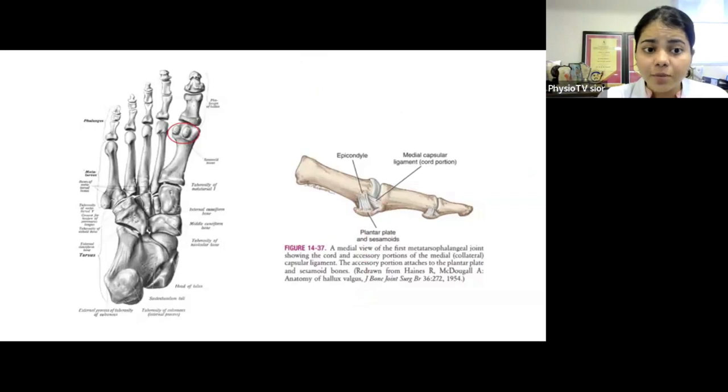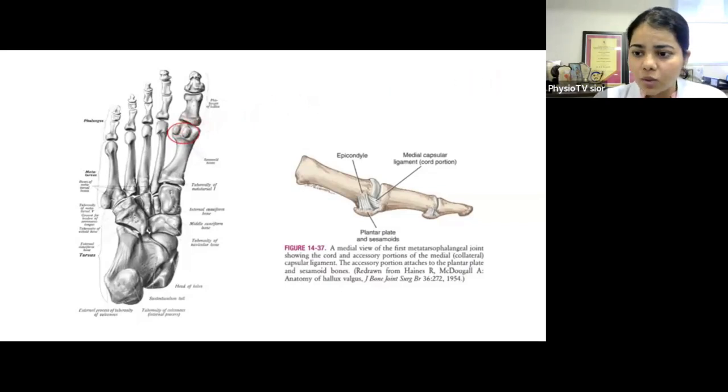Okay. Sesamoid bones, we have commonly seen two sesamoid bones under the head of the first metatarsal. Okay. So they are nicely placed in this groove that you see and separated by this ridge over here.